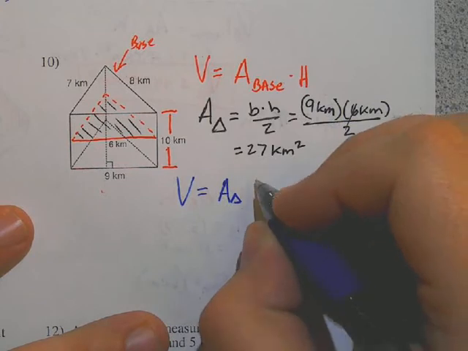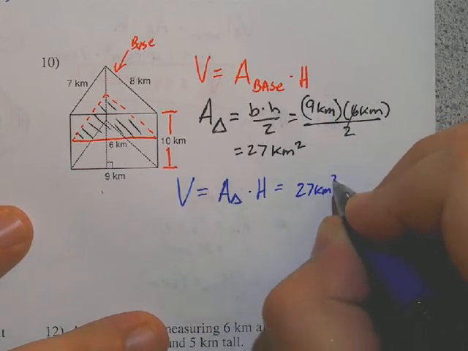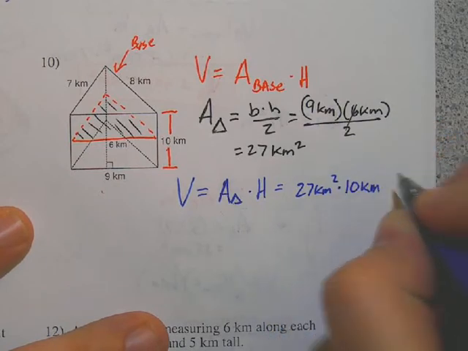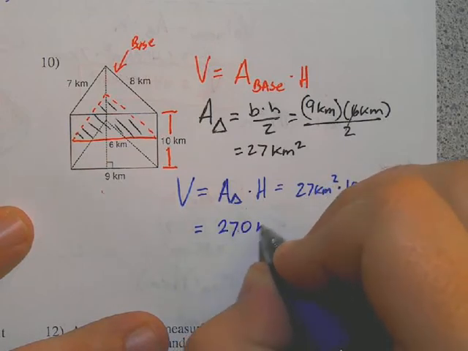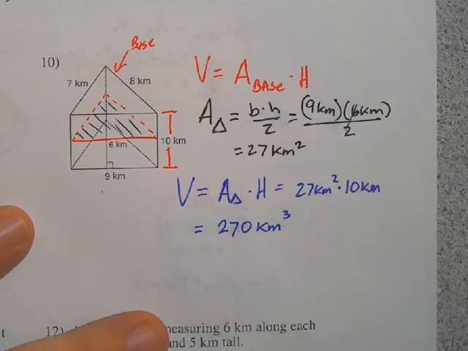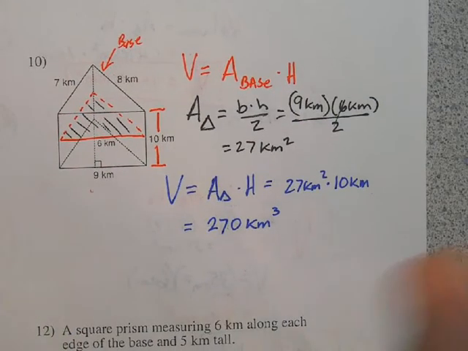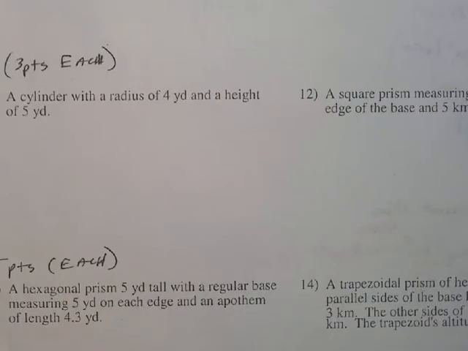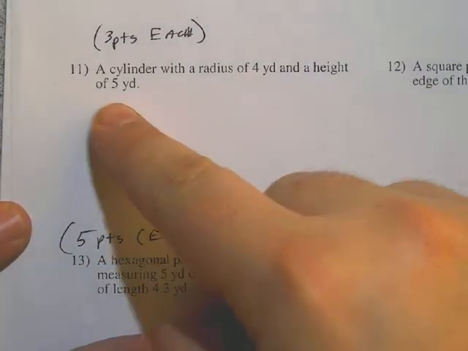So the volume formula, once again, is going to be that area of that triangular base times the height. So that's going to be 27 kilometers squared times that height that we're stacking it of 10 kilometers. So that's going to be 270 kilometers cubed. Okay, great. Let's look at some of these word problems.